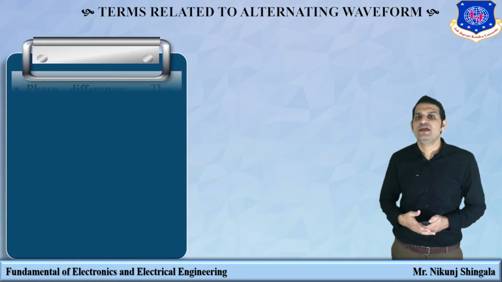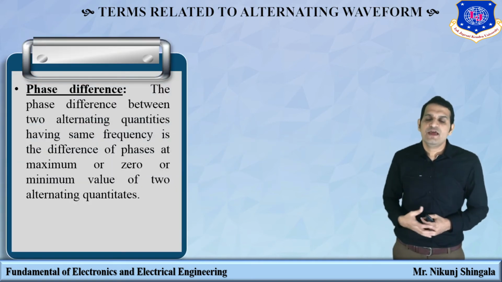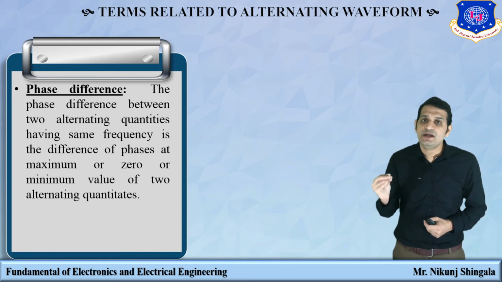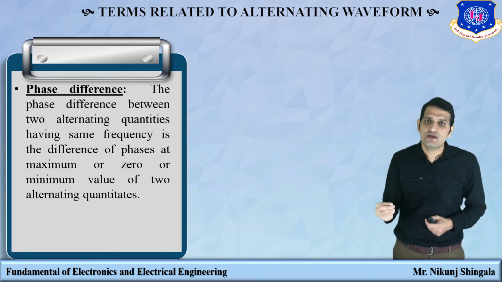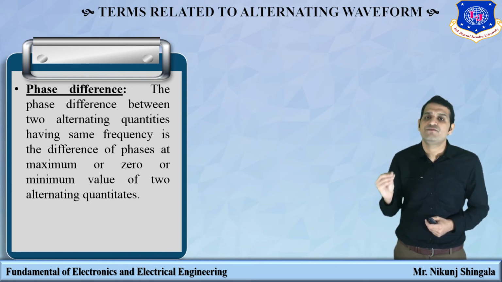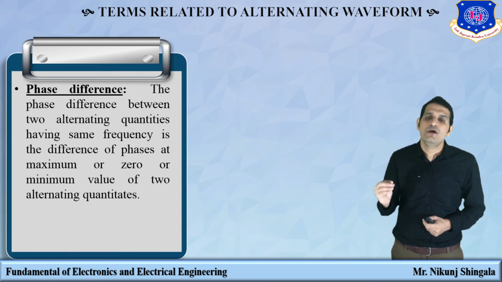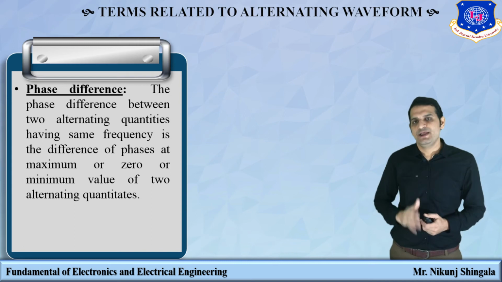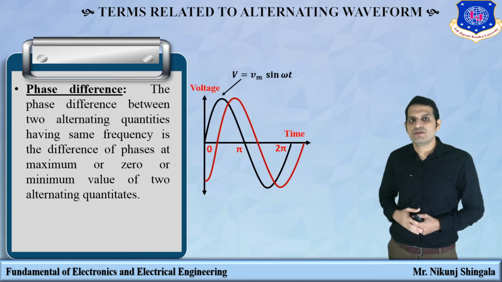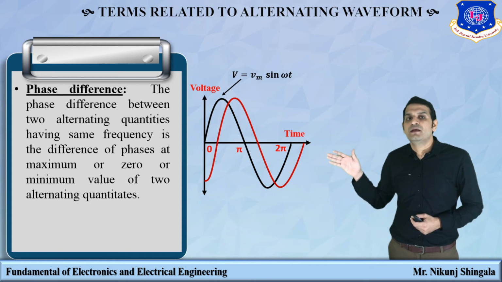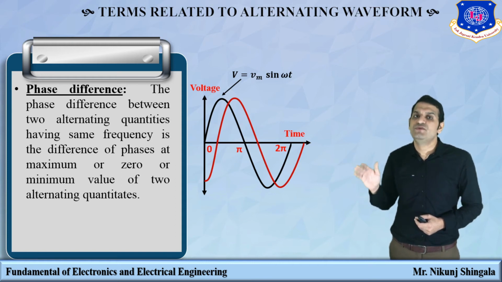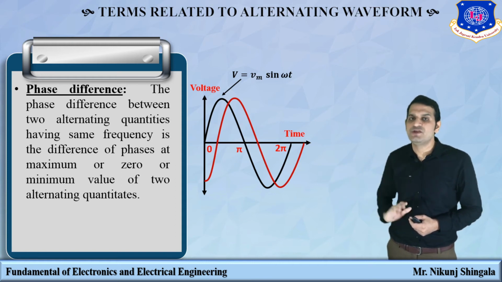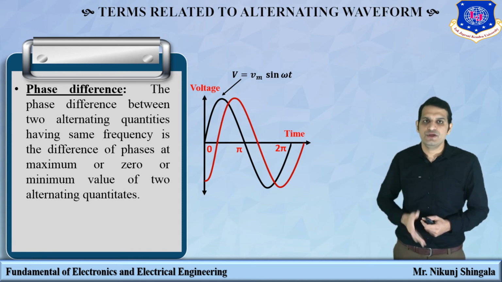The next one is phase difference. The phase difference between two alternating quantities having the same frequency is the difference of phases at the maximum, zero or minimum value of the two alternating quantities. There are two waveforms, a voltage versus time waveform. Now one signal, the voltage waveform V is equal to Vm sin omega t, is starting at the origin. So the phase of that signal is 0.